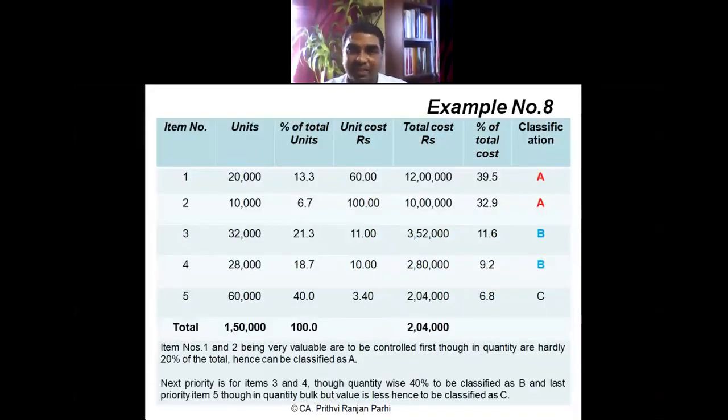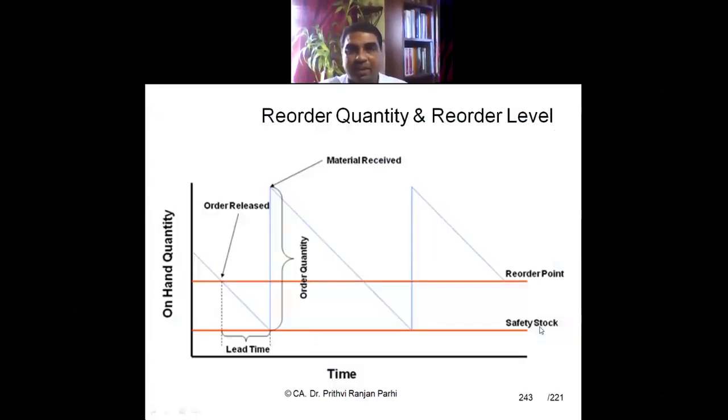Then the next part of the question we have discussed, I think you'll be able to solve how to categorize them in A, B, C category on the basis of value. If you arrive at the percentage of the total cost, you can look at this solution later on. And you had a doubt regarding reorder quantity and reordering level. I had explained earlier.